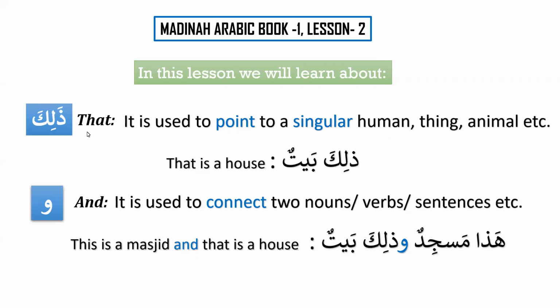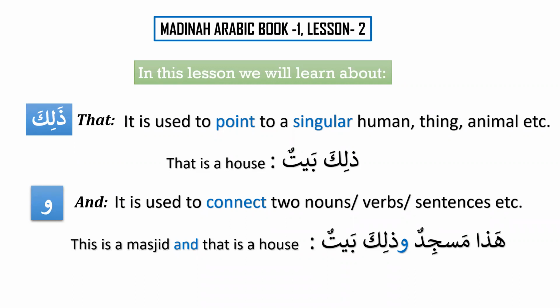dhalika. Dhalika means that. As of now, inshallah, we will focus only on this meaning, because in the Quran, later you will see that it can be used as this, and also it can be used for emphasis, but our focus is just to go step by step. So the initial thing we need to know, the basics, are that dhalika means that, and it is used to point to a singular human, thing or animal. It is used for masculine, not for feminine.